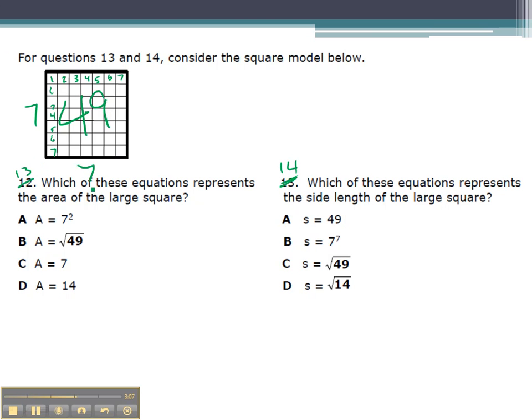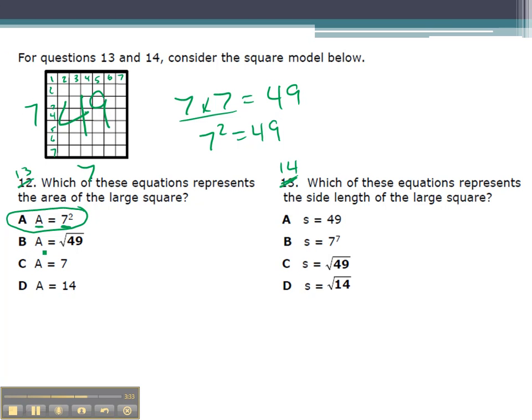Problem 13 asks us, which of these equations represents the area of the large square? Well, we just figured that out. 7 by 7 equals 49. Another way to say that is 7 to the second power, or 7 squared, equals 49. And here they're representing the area without the 49. They're just saying area equals 7 squared, so that's right. The area of the square model equals 7 times 7, or 7 squared.